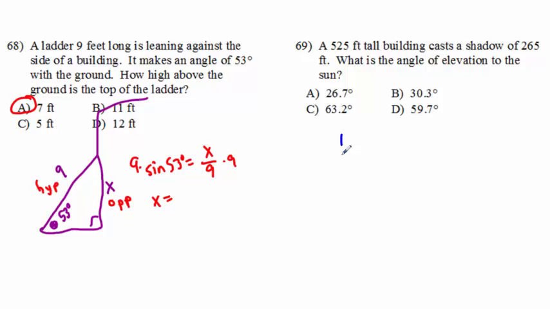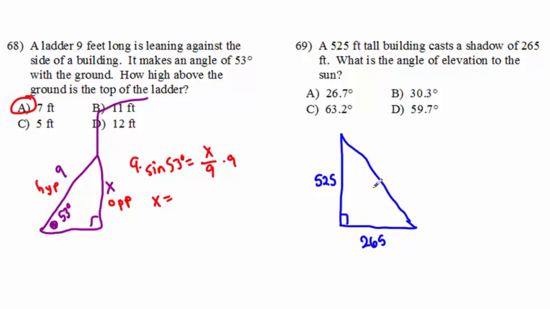A 525-foot tall building casts a shadow of 265 feet. What is the angle of elevation to the sun? So our building is straight up and down. Our shadow, well, the building shadow, or any shadow, is along the ground. And so it doesn't make any sense for our hypotenuse to be 265 because that's not where our shadow is. And also, our hypotenuse can't be bigger than one of the sides of our triangle.